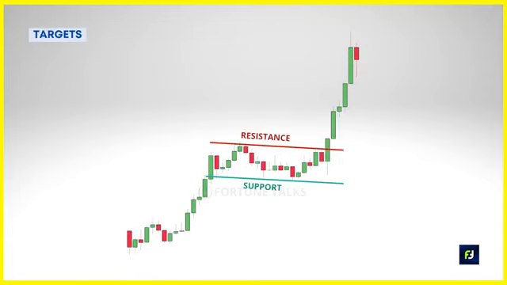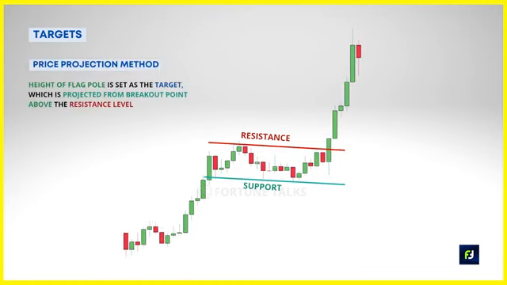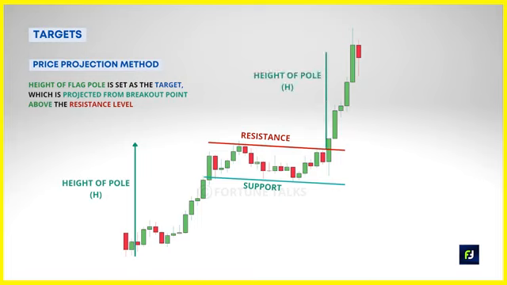Now there are many ways you can cash in your winners. And one of the most common approaches is to have a predetermined profit target based on the length of the flagpole. This method is also known as the price projection method. Let's measure the length of the flagpole from the bottom of the bullish price move to the top of the resistance level, and then project this length from the breakout point above the resistance trend line. And this will be your profit target in the future.